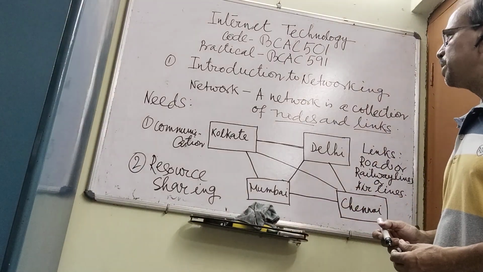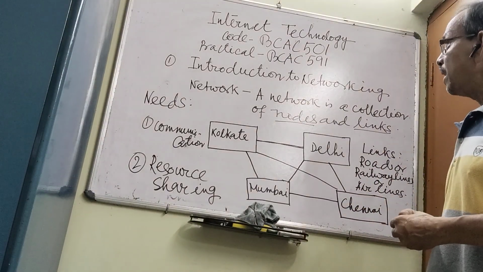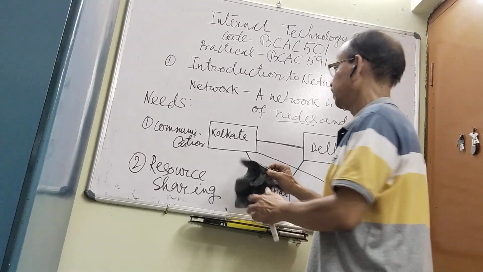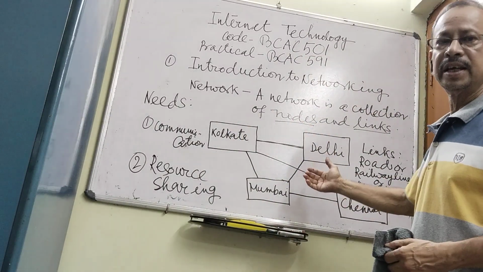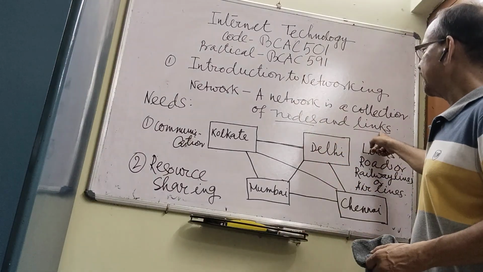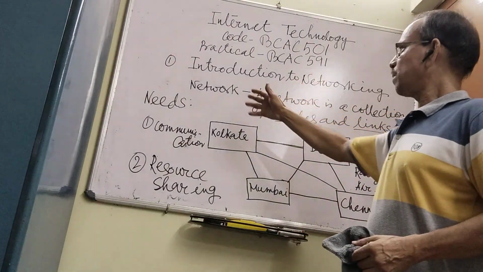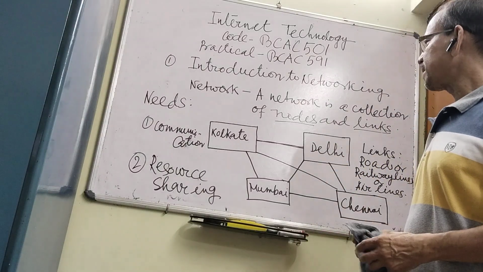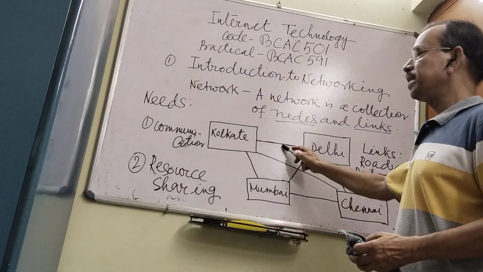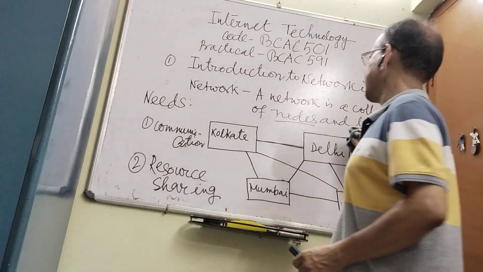Okay, now we discuss the computer network. So this is the first thing. What is network? Network is a collection of nodes and links. In case of a city network, Kolkata, Delhi, Mumbai, for example, are the cities, and the link will be the road or railway line or airlines.